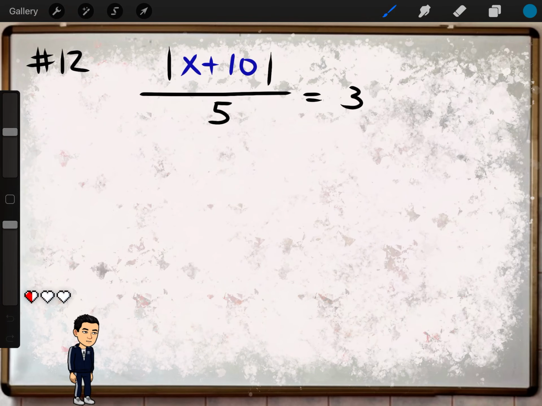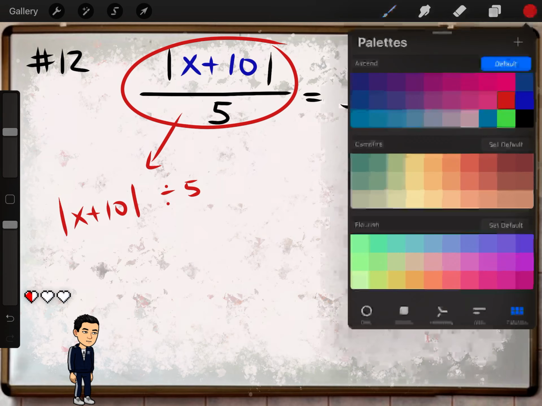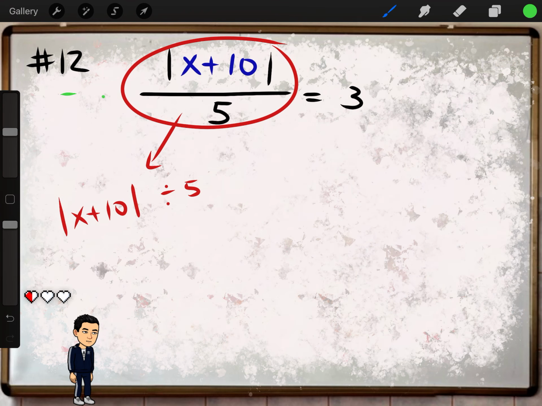Last one. It looks a little confusing. Basically, this is saying the absolute value of x plus 10, divided by 5. So what you want to do first is multiply by 5, because this is divided by 5, so you're going to use the opposite of division, which is multiplication. You're going to multiply by 5 on both sides, so I can cancel out the over 5.